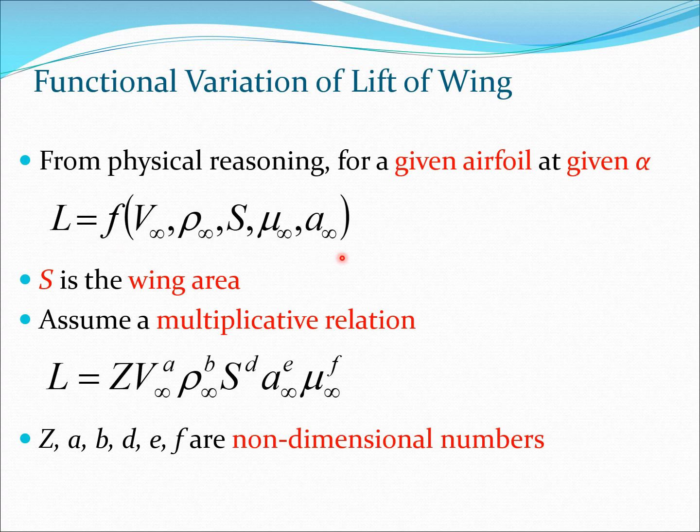So L is a function of these quantities. Now since we do not know this functional relationship, what we will assume as a very simple assumption is that it is a multiplicative relationship. So we say L is some value z times v infinity to the power a, rho infinity to the power b, S to the power d, a to the power e and mu to the power f. Here all these values z, a, b, d, e, f are non-dimensional numbers, and we don't use the letter c here because we already have kept c for chord, so we don't want any confusion about that.